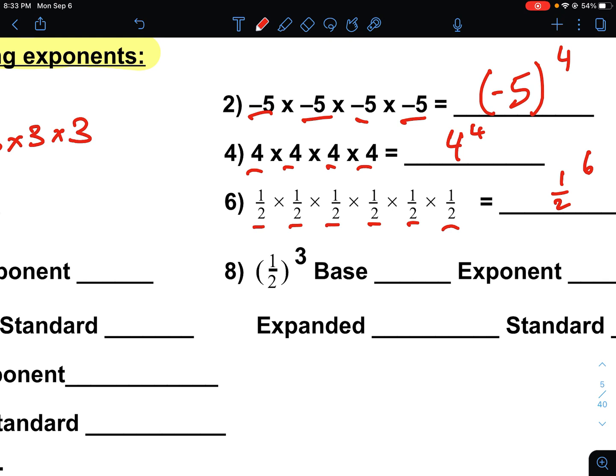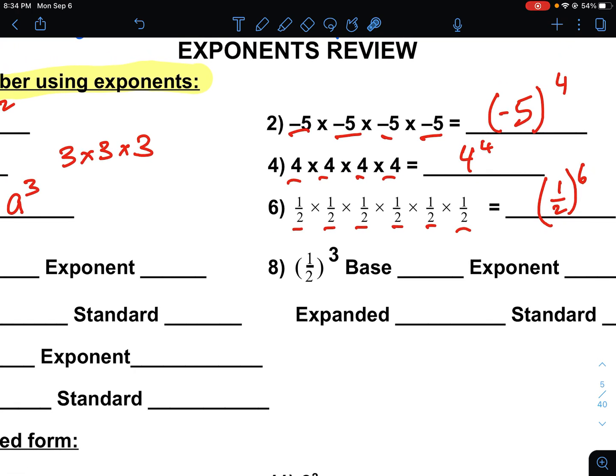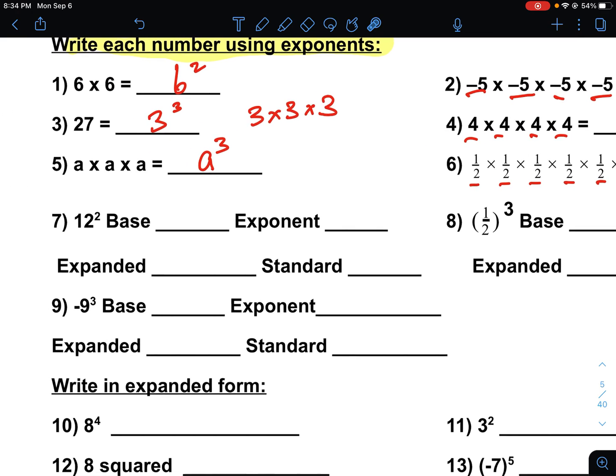Now, this one, again, you're going to want to put in parentheses because otherwise it looks too much like 1 to the 6th divided by 2, or it might also be mistaken for 16 divided by 2. So when you have fractions with exponents, you will have to put those in parentheses as well. So remember, with negative numbers and with fractions, you need to have parentheses around them.